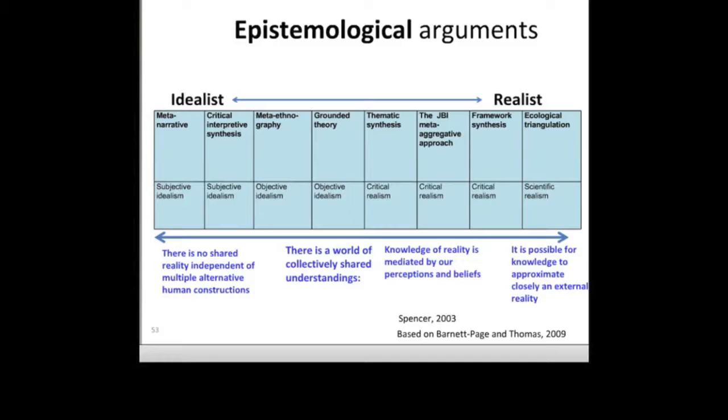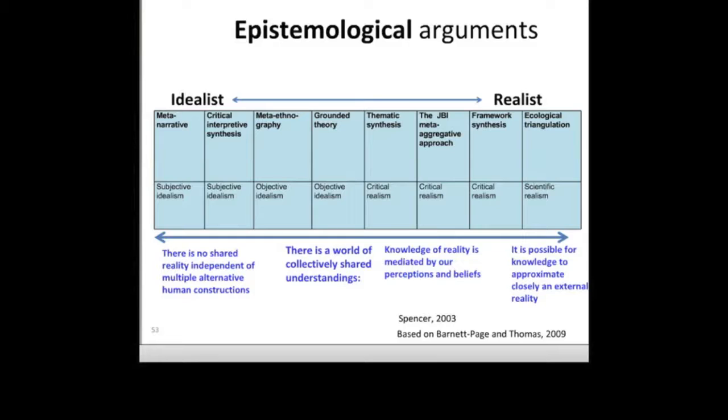So that means that every synthesis, every meta-level type of product is actually colored through the lens of the review author. And so depending on where you are, some of these approaches would link better to your personal position than others. And that's a different axis for you to choose. So there's the purpose and the aim of your review.